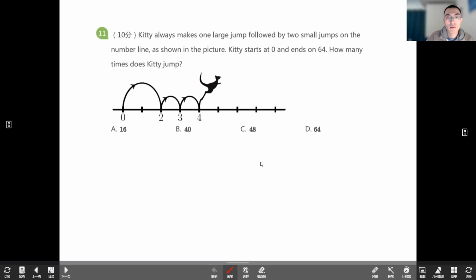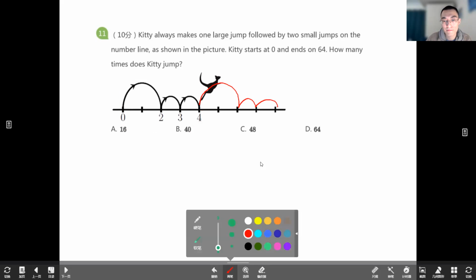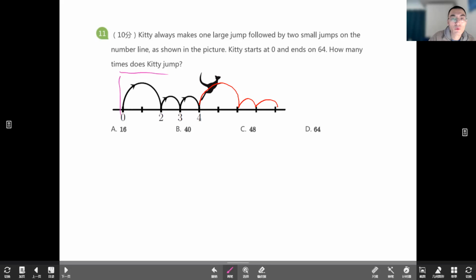So we can complete drawing for Kitty's jump. It actually looks like a kangaroo, but never mind. So one large jump, then one small jump, one small jump. See, this is a group. Okay, this is a cycle. I should probably use another color. So one cycle is 4 units with 1 large jump and 2 small jumps.